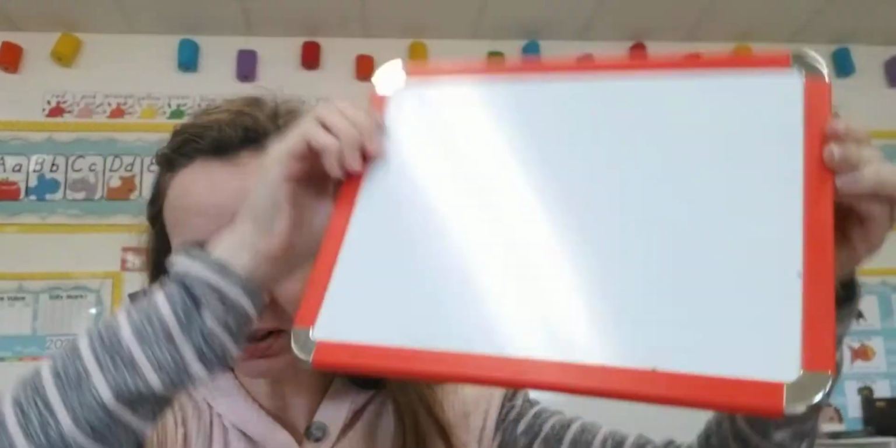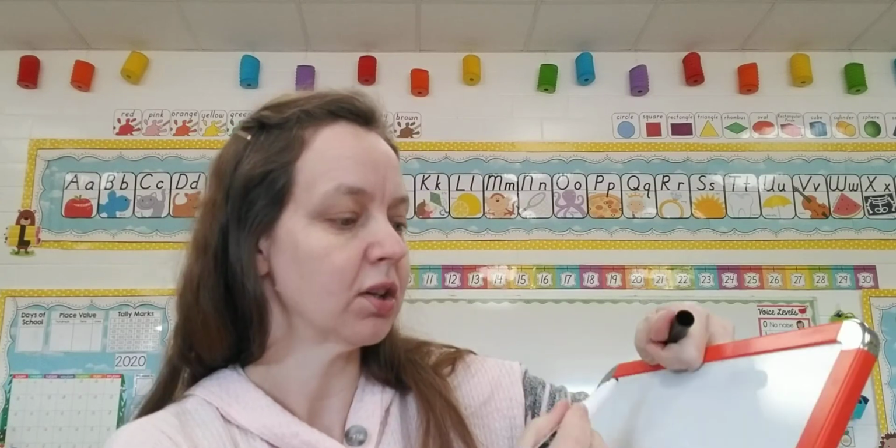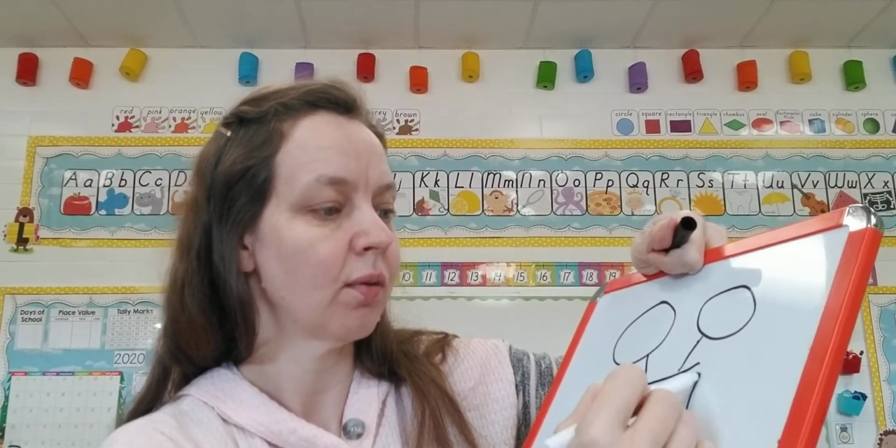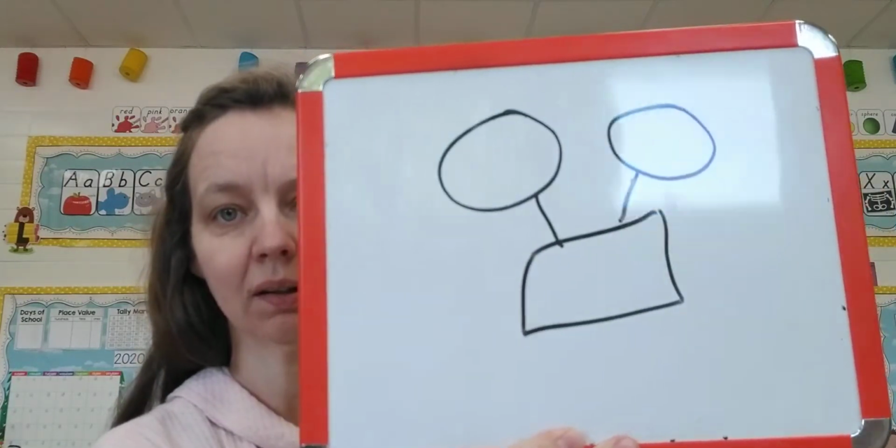Go ahead and get your whiteboards ready. We're going to do some more number bonds. So go ahead and do your 2 circles. Make your lines down to your rectangle. Mine doesn't look the greatest. It's just quick today. You go ahead and draw yours quickly, and then we'll get started.